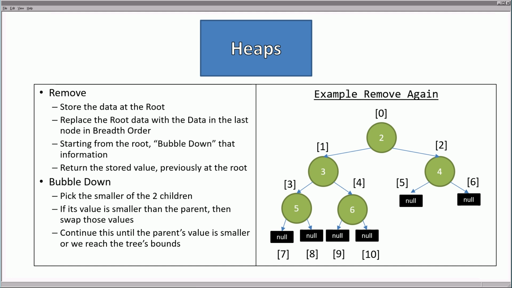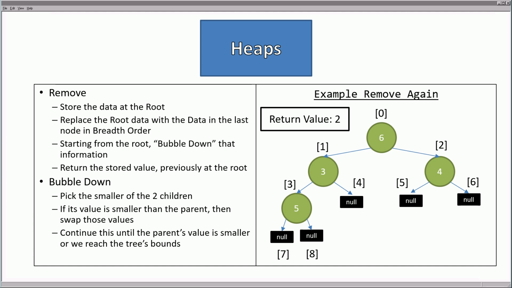Let's remove one more time just so we can see this. So first we store the value at the root because that's what we're going to return. Then we look for the last element in breadth order, and that's right there. We remove that and then replace the root's value with that value, just like this.